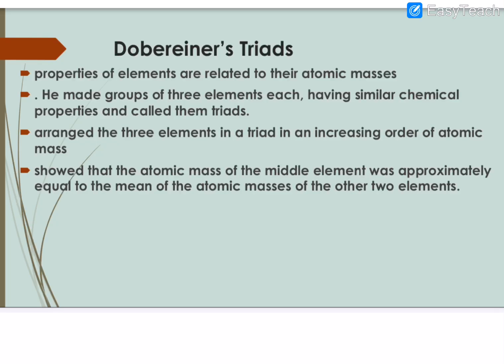So we have seen that Dobereiner arranged elements into triads, and how he arranged elements in a triad. We know that a triad contains three elements having similar chemical properties, and he arranged elements in a triad in the increasing order of their atomic masses. And he showed that the atomic mass of the middle element, in a triad there are three elements, was approximately equal to the mean of the atomic masses of the other two elements.